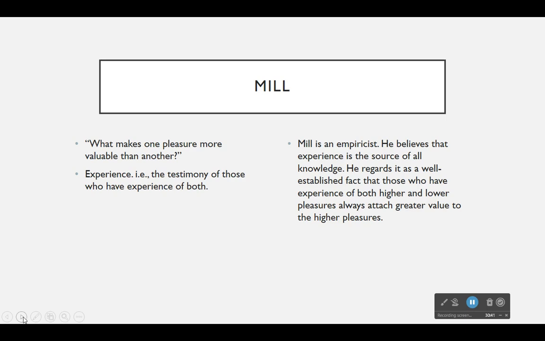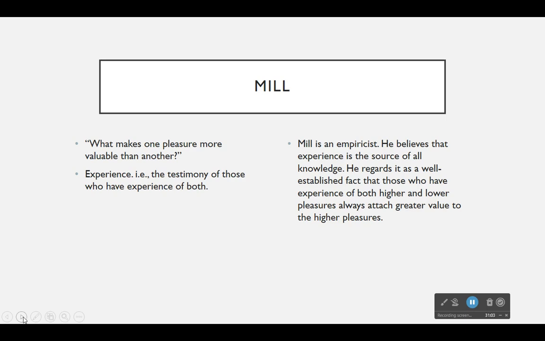And Mill is an empiricist. That was characteristic of 19th century British philosophy. In fact, that was characteristic of British philosophy going back some time before that. There's always been a strong emphasis, a strong current of empiricism in modern British philosophy. And Mill is in that tradition. He believes that experience is the source of all knowledge.